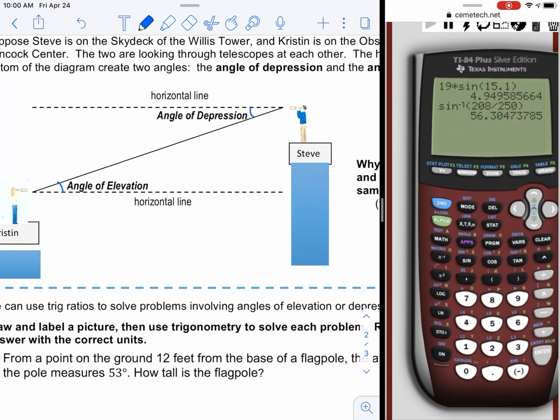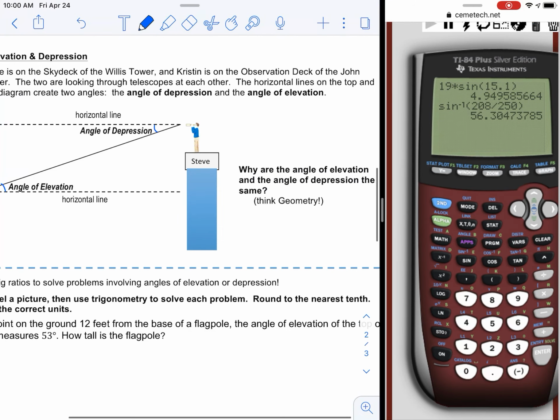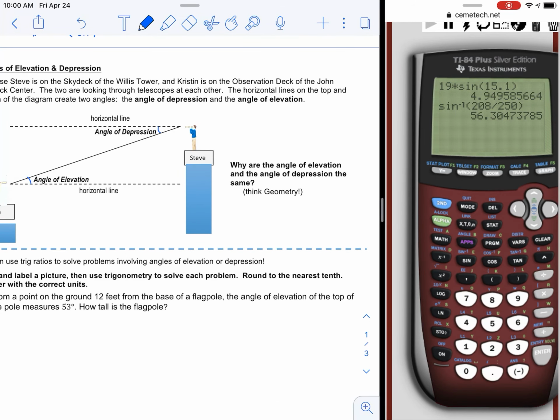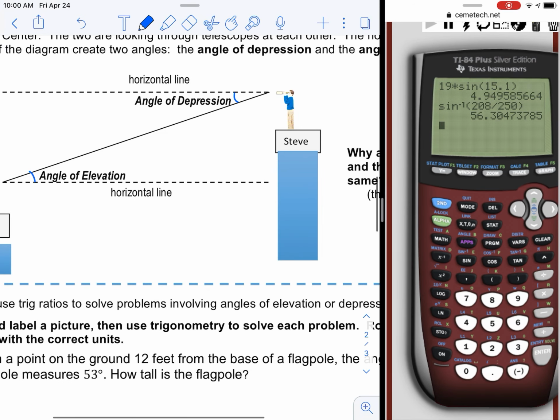So if you guys note, and it says right here on the side, why are the angle of elevation and angle of depression the same? See what you remember from last year. If you guys remember, these two horizontal lines make up parallel lines. And this line in the middle that's going diagonal right here is the transversal.